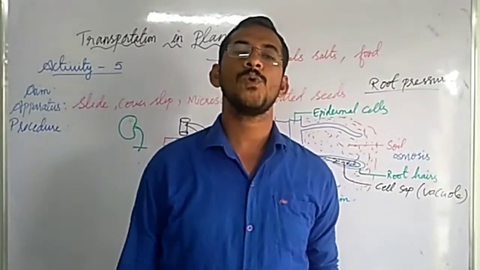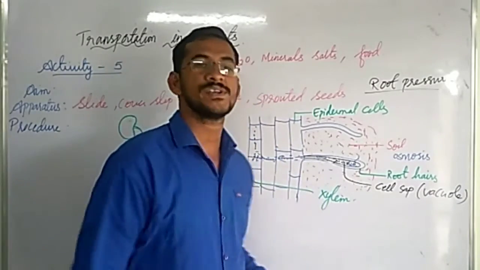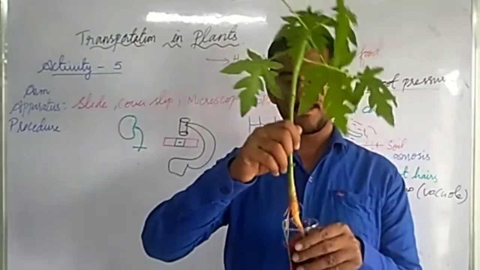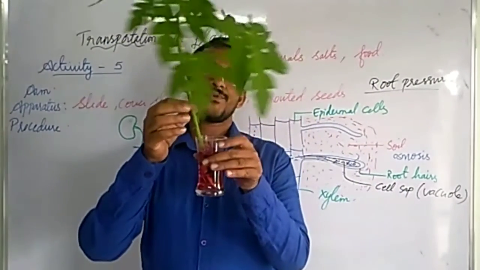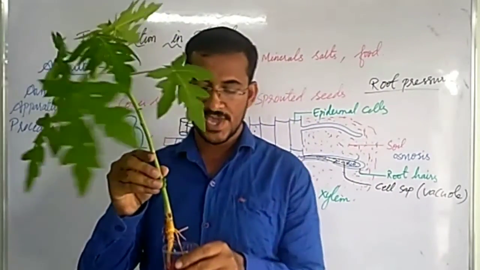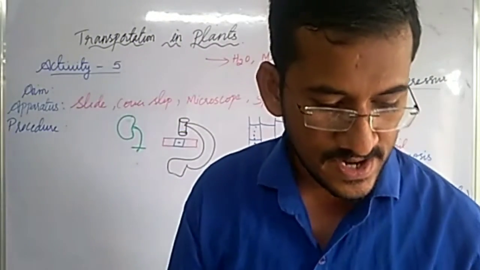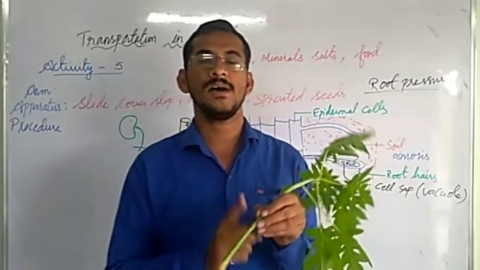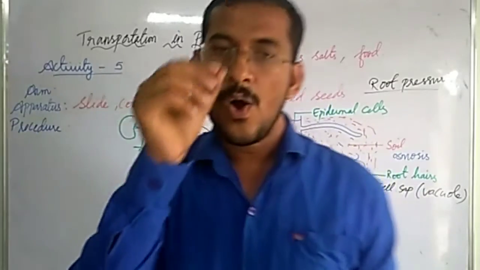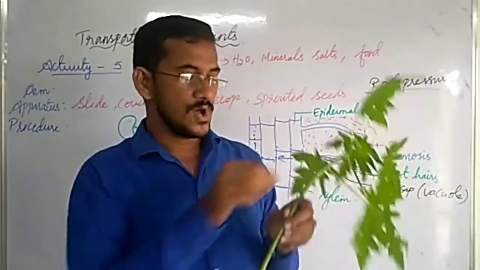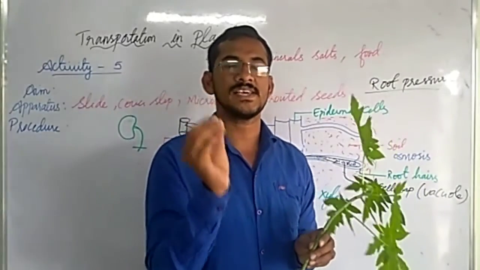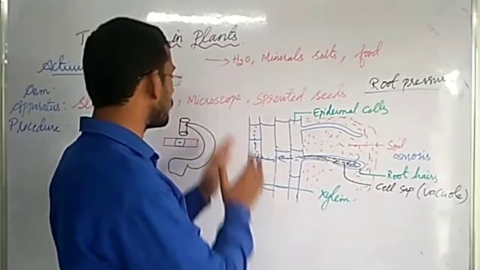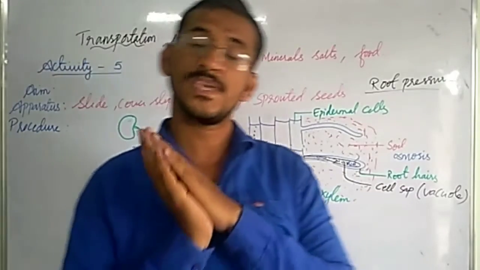Then how do we know that xylem is the only tissue transporting the water? A simple thing. Take a plant with a root and keep it in colored water for a few hours. Then dissect a section of the stem and you will observe only the xylem cells. You see the colored water in the xylem. By this we come to know that only xylem is transporting the water.